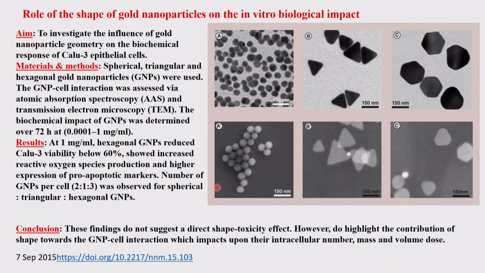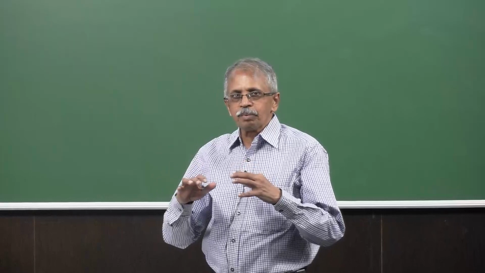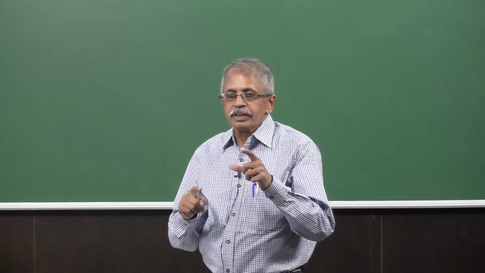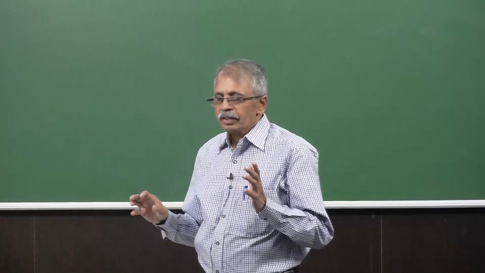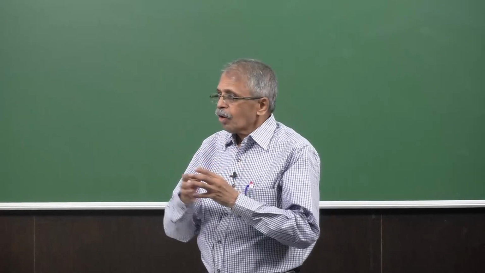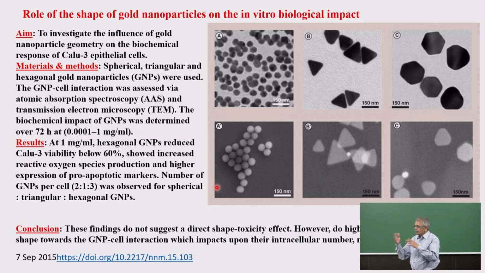So when they try to probe into the cause or reason for this, they look inside the cells. A lot of experiments have been done, counting the number. You take the same concentration, incubate the same cells, but in one case spherical, another case triangular, another case hexagonal. Now you look inside the cell: how many spherical have entered, how many hexagonal, how many triangles. Three different experiments, of course. You can measure these multiple times and take the average. That's how they look at that.